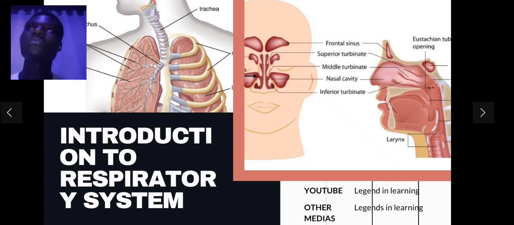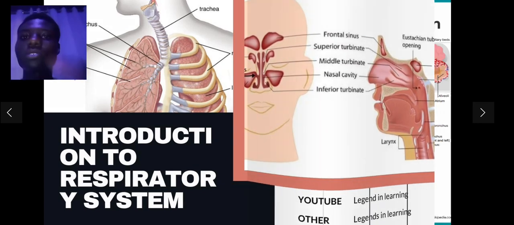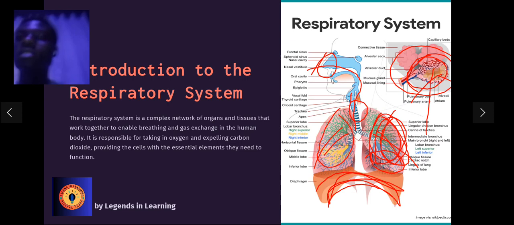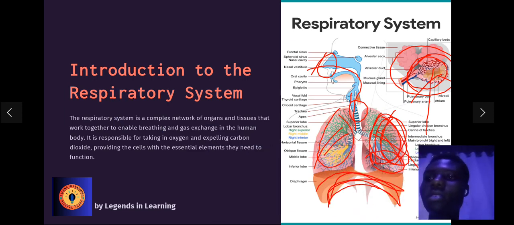So in the respiratory system, we have the nasal cavity, the nose, the trachea, the bronchioles, the alveoli, the larynx. Okay, so let's move on. Introduction to the respiratory system.